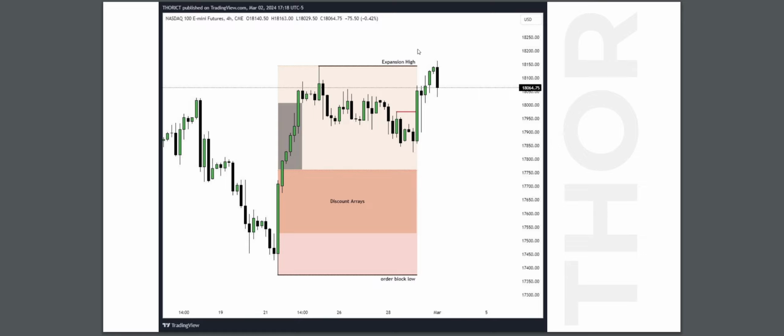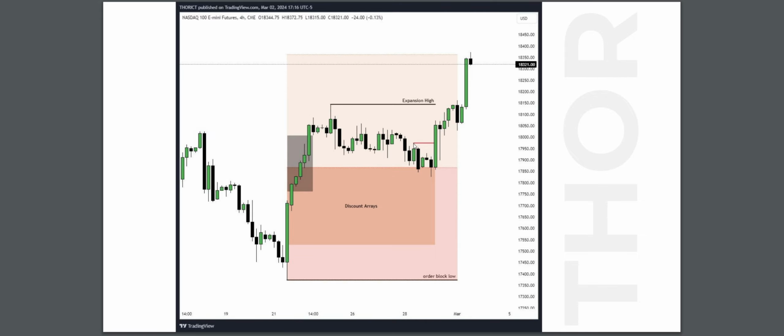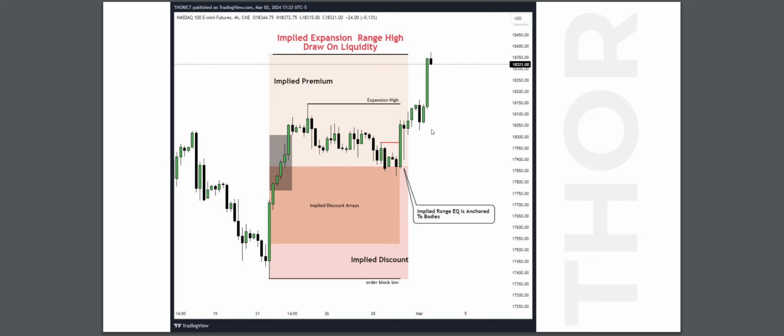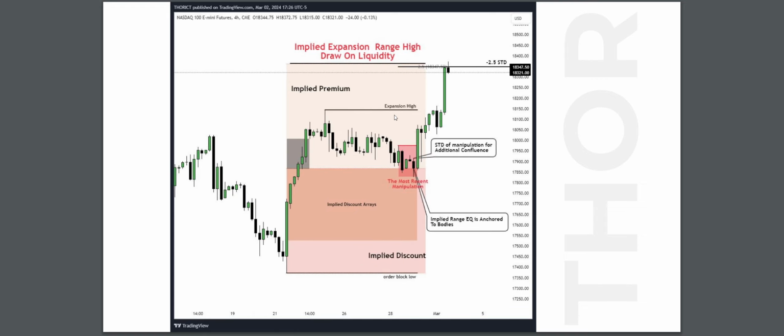You can anchor the implied dealing range using those lows or the bodies there. Here, I'm implying the dealing range, anchoring the range equilibrium to those bodies, right? Now we have new PD arrays, implied PD arrays, and a new target here, which gets tagged later on. To add confluence, though, you can use the standard deviations. Let me see if I'm showing it here, though. So anchor the bodies here.